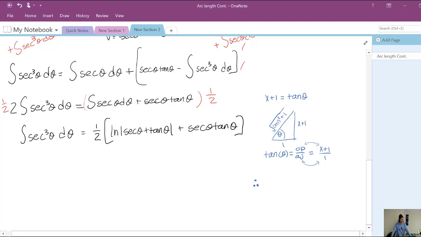Okay, so what is secant in terms of triangle side lengths? Hypotenuse over adjacent. Right. It's the flip of cosine. And in our triangle, that corresponds to, let's see, hypotenuse, so square root of (x plus 1) squared plus 1, over adjacent, which is 1.